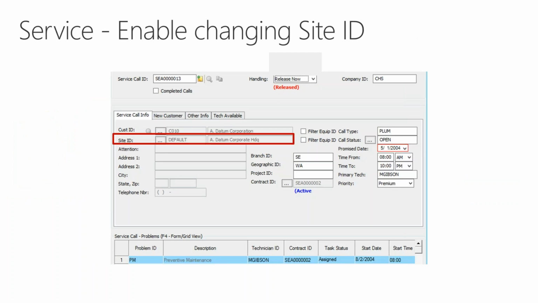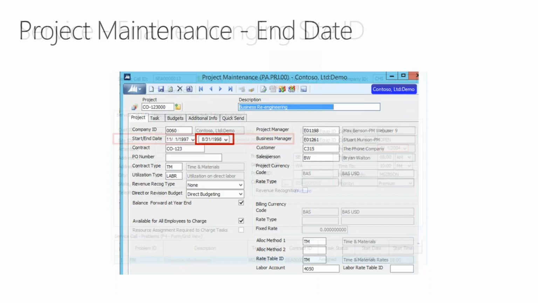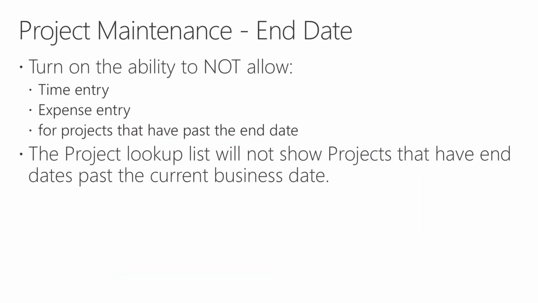And some other items around service to enable the ability to change the sites after you put it into the system, making that project maintenance end date actually mean something. In SL, this is strictly an informational only field. We're adding a feature that if you turn this on and it's past that date, we can do things like not allow people to put their time against it, expense against it, and other items. So exciting new items that are currently out there.